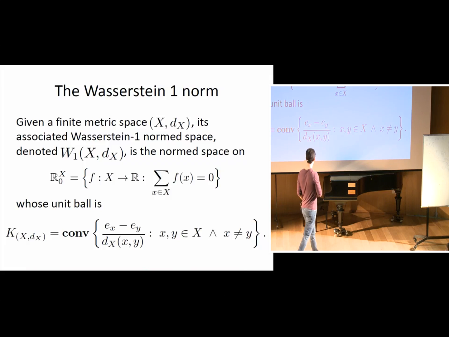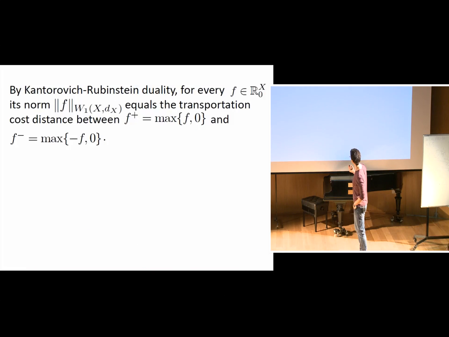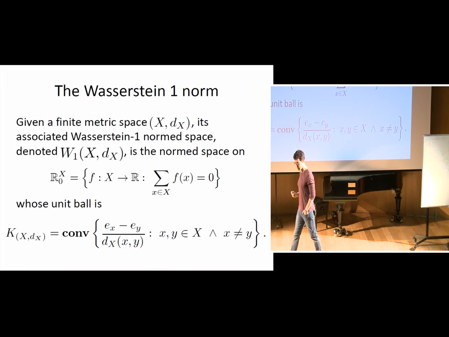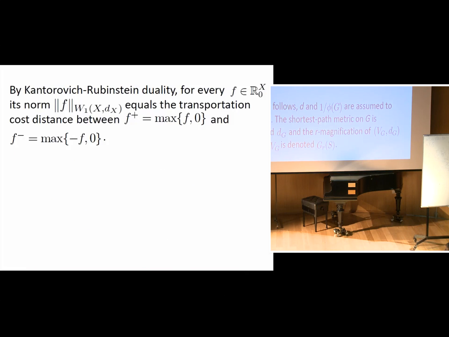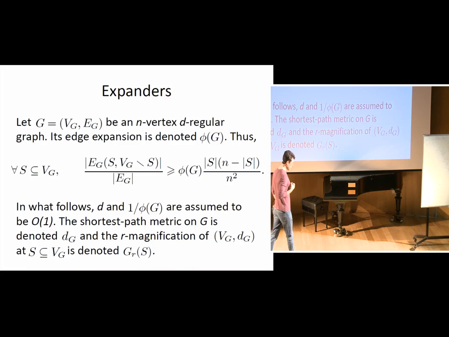So this is the Wasserstein norm because of Kantorovich-Rubinstein duality. So it's the same as, F has total mass 0, so F plus has the same mass as F minus, and the best transportation from plus to minus by duality is the same thing, but we don't need this in this talk, so you can just think of this polytope. Okay, so that is the norm space, the target, the Y. And now what we're going to do is we're going to magnify an expander at an appropriate subset with an appropriate parameter r.